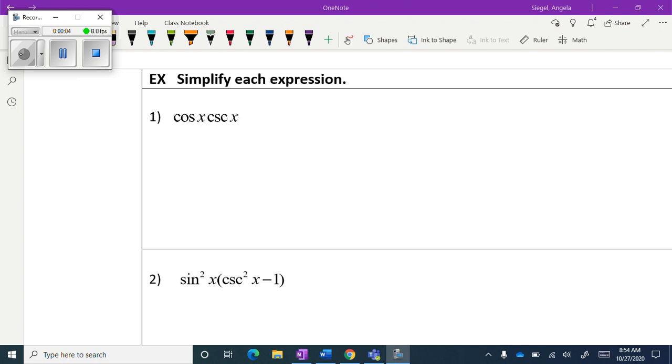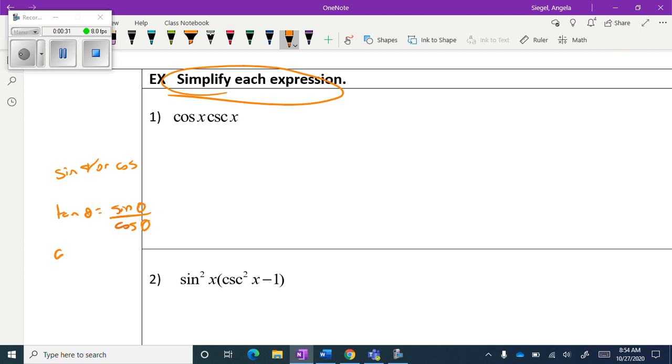Hey guys, for the second part of this lesson one video, we are going to focus on simplifying the expressions. So I think the main thing to do is get everything in terms of sine and/or cosine. Those are kind of like your basic building blocks. So for instance, if I have tangent, I'm going to turn it into sine over cosine. If I have cotangent, I'm going to turn it into cosine over sine.